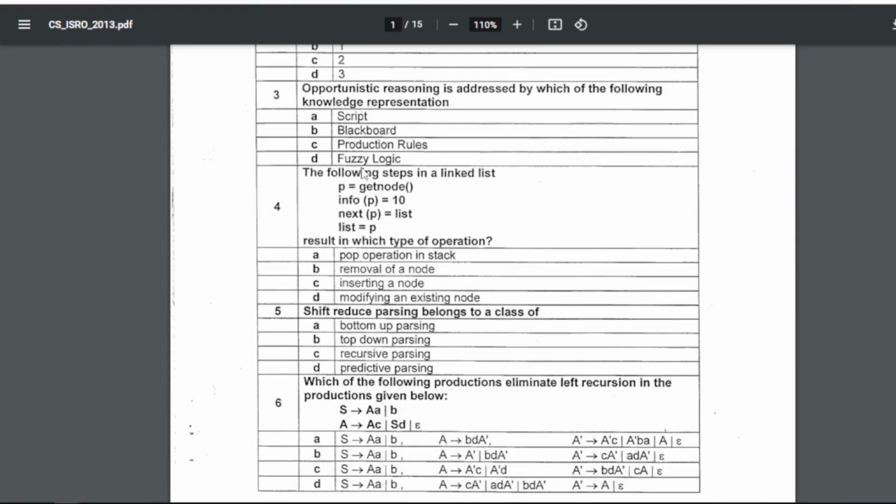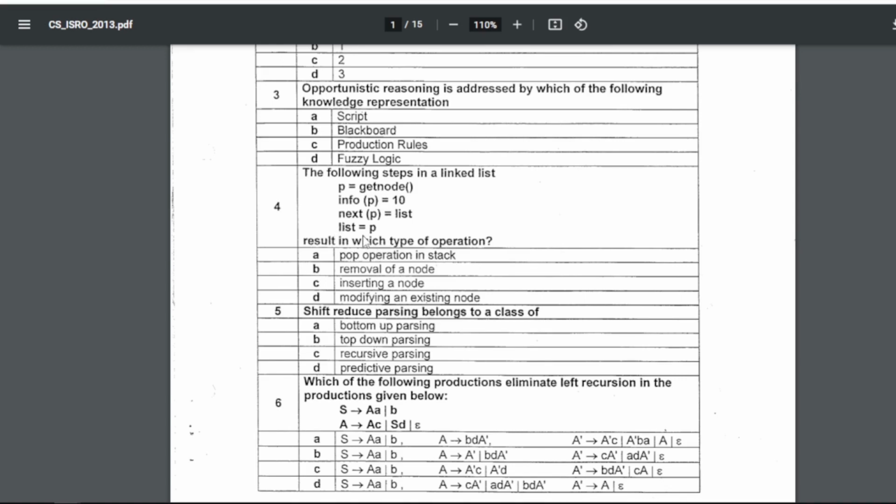Now the next question is question number 4. The following steps in a linked list, right? These result in which type of operation? If you look into these operations, you will get the answer as C, that is inserting a node at the beginning, because you can see that P is getting a node, right? Info(P) equals 10. Now next(P) is list, and list equals P.